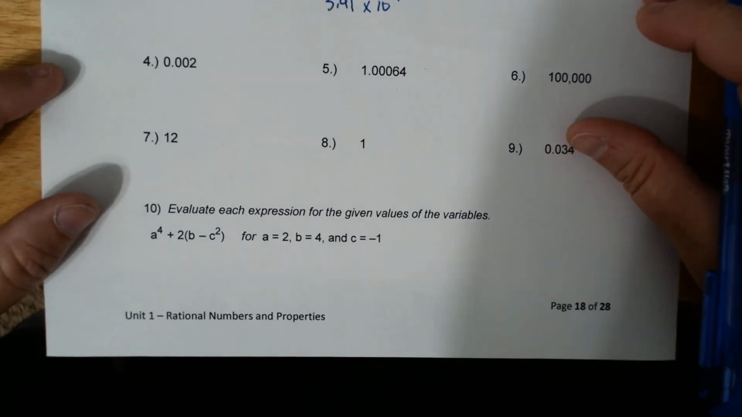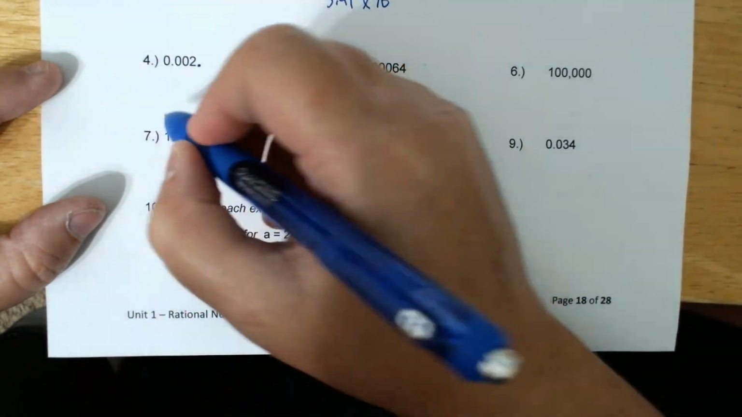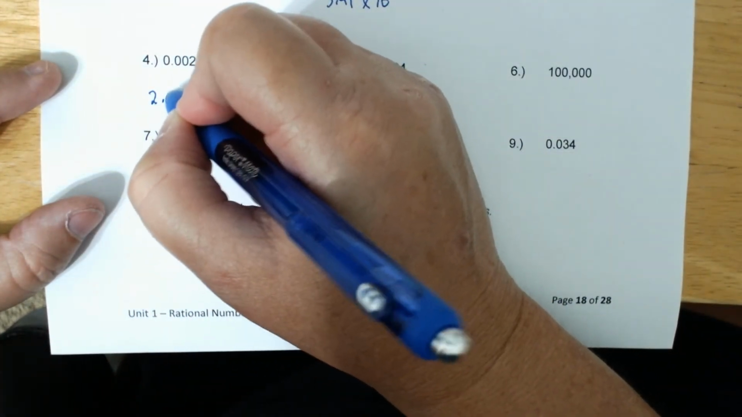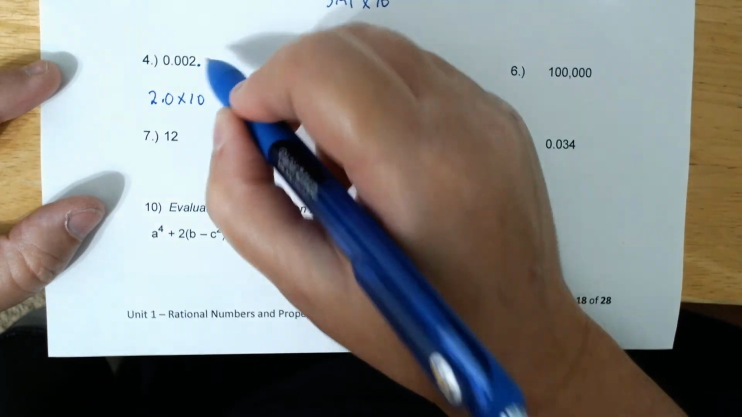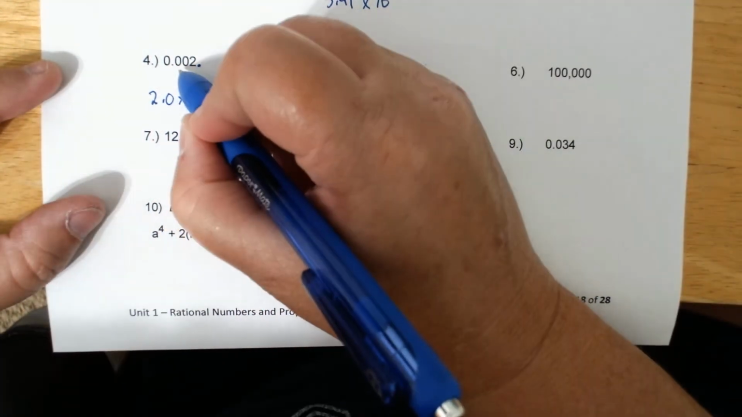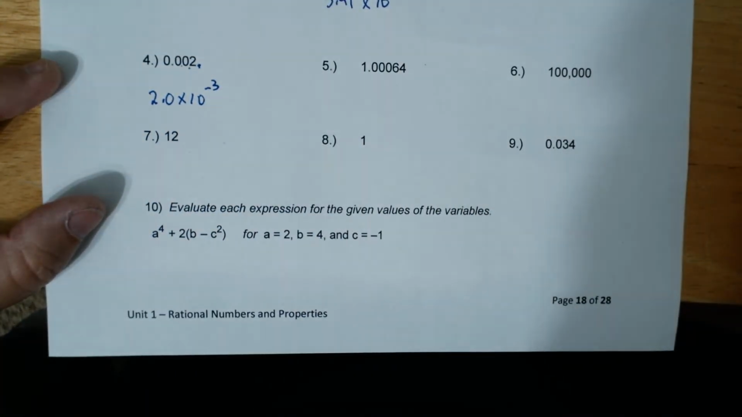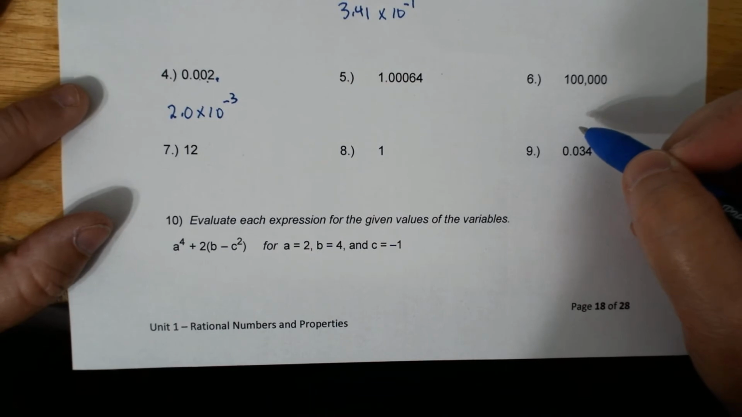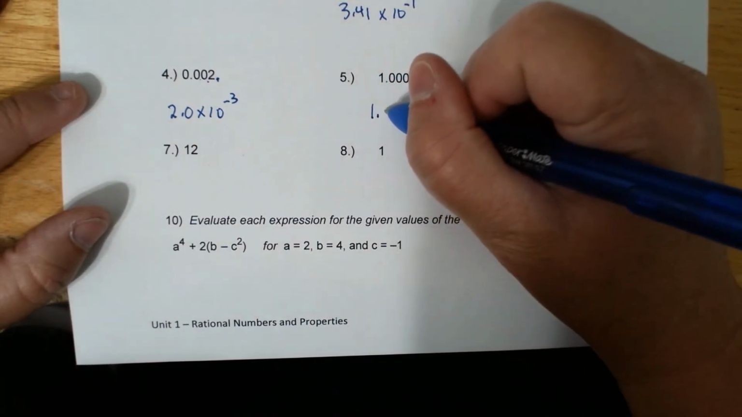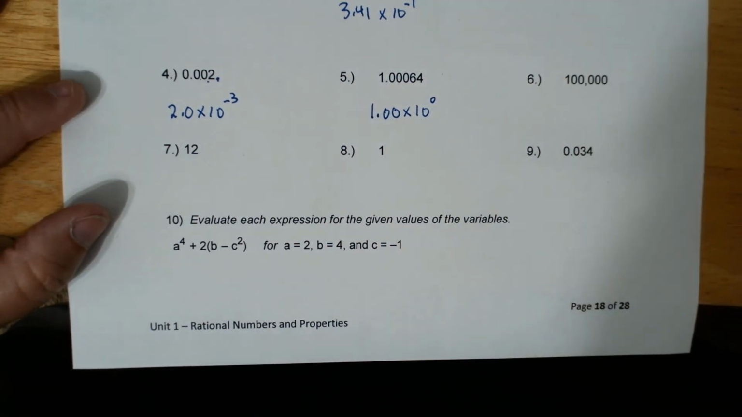We're writing this in scientific notation, so the decimal has to go here. It's 2.0 times 10 to the positive or negative exponent. It's going to be a negative exponent because it's a decimal and a very small number. 1, 2, 3, -3. This one is 1.00 times 10 to the don't move it at all.